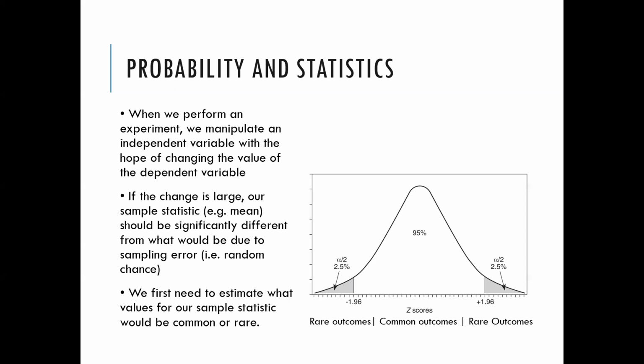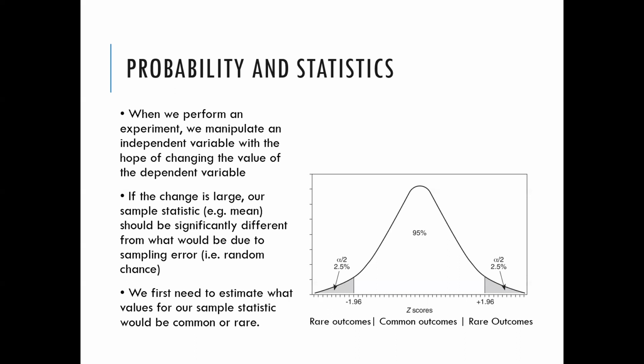So ideally, if the change is large, our sample statistics, so for example, the mean, maybe the average change in the resting heart rate, should be significantly different from what we would expect due to sampling error. And that's just random chance. So remember, ideally we would take simple random samples from our population, but that's not always the case. And so just by chance, our samples are always going to be a little bit different from the population from which we've drawn the sample.